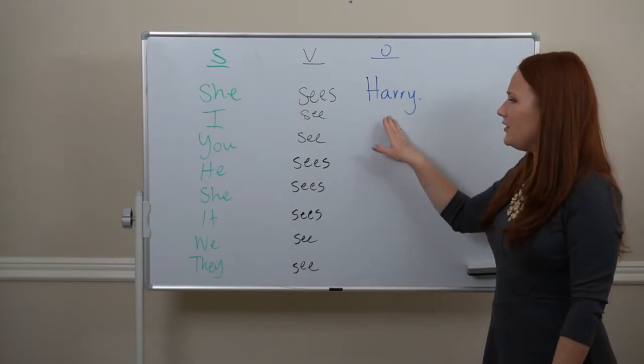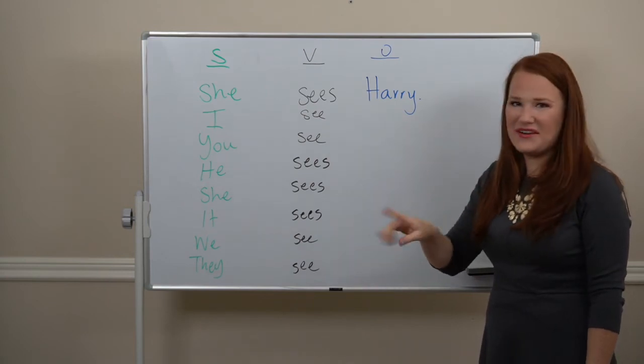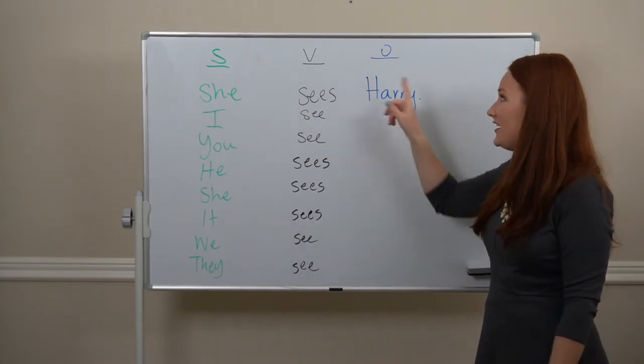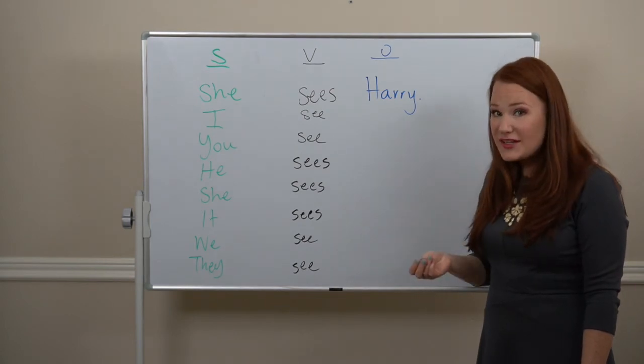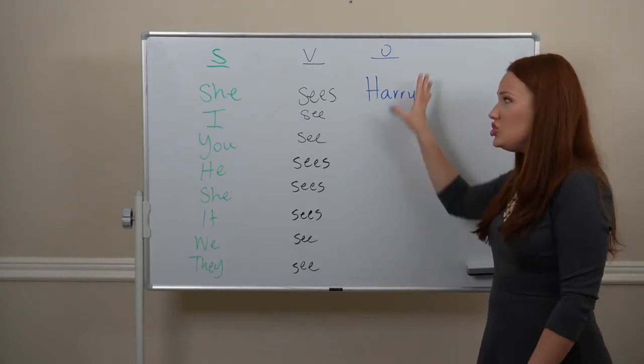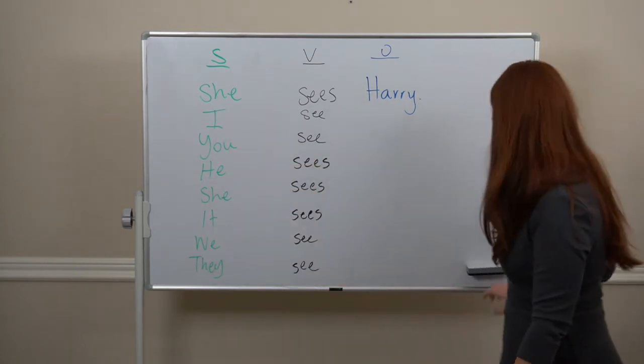Now, if Harry were a subject, I could say he. But Harry is not a subject. Harry is the object in this sentence. And for object pronouns, we have new pronouns. They aren't the same as our subject pronouns.